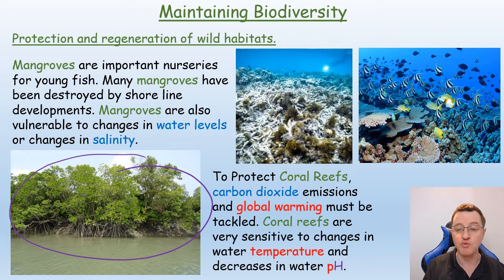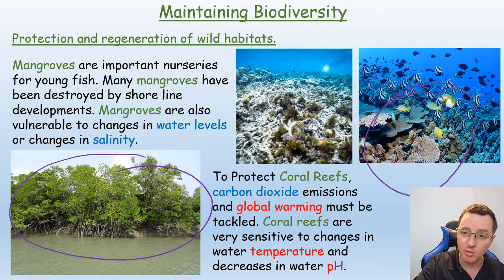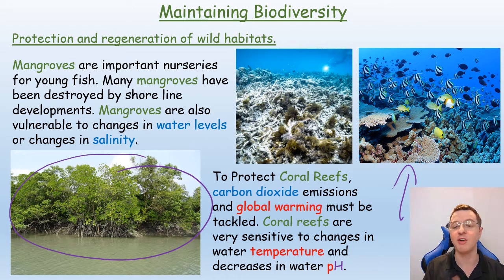Another habitat that's really important to protect are coral reefs. Coral reefs, like the one that we can see here, have some of the highest biodiversities of anywhere on the entire planet. Just in this one image, there could easily be hundreds or possibly thousands of different species of coral and fish in this very small area.